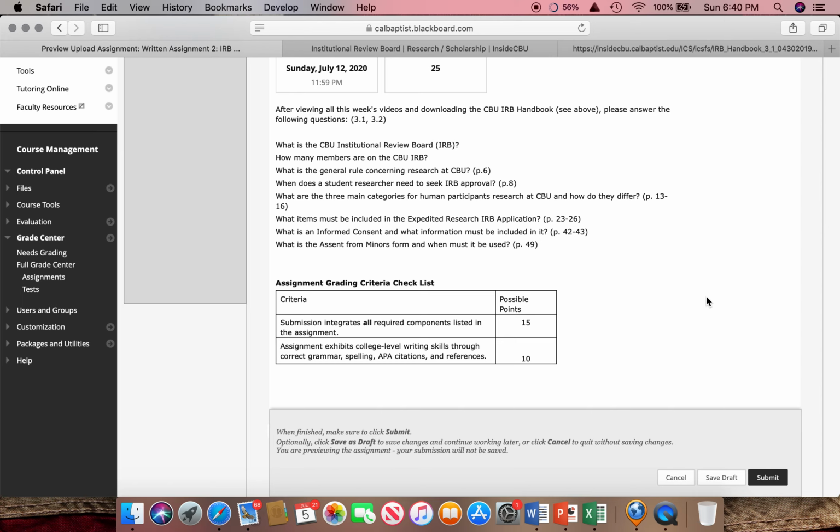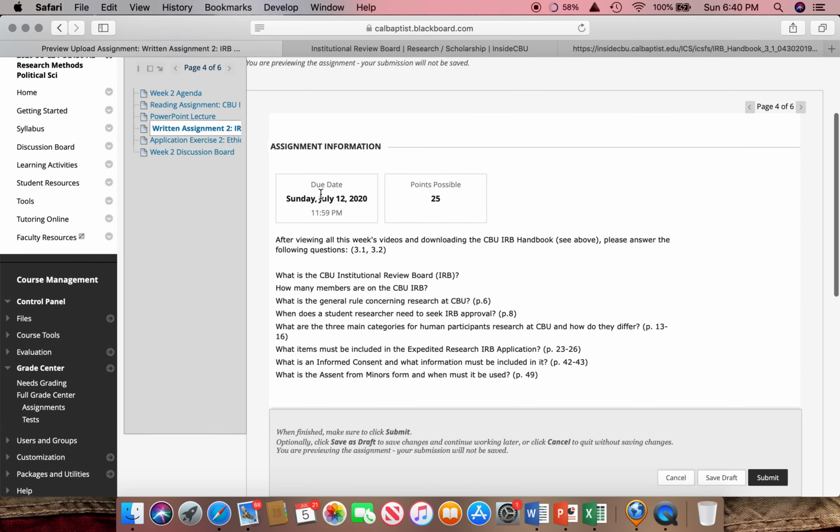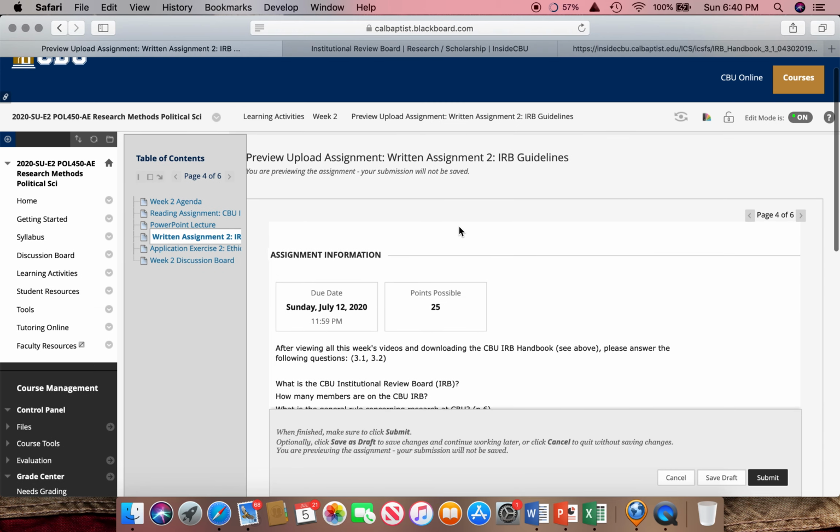So what I'd like you to do is just spell out that question, and then underneath each, give me a detailed answer. That's simple. Submissions require that you complete all components of this, and we need college level writing, through correct grammar, spelling, APA citations, and references. So 25 points. You can see the grading criteria, which I just went over in the rubric. And once again, by Sunday at 11:59. So you've got the 1 week to get this completed, and this will be our written assignment 2, IRB guidelines.